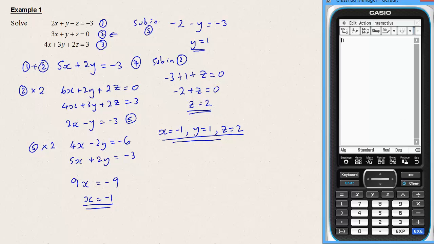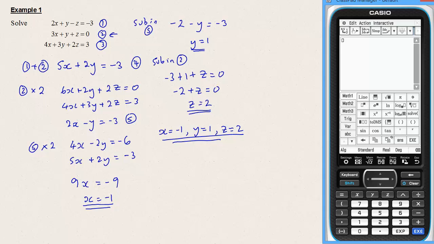Now we can do this on the calculator. So what we want is the simultaneous equations solver, and then what we have to do is just click here to get an extra line for the 3 equations. Then substitute them in. 2x plus y, take away z, is equal to negative 3.